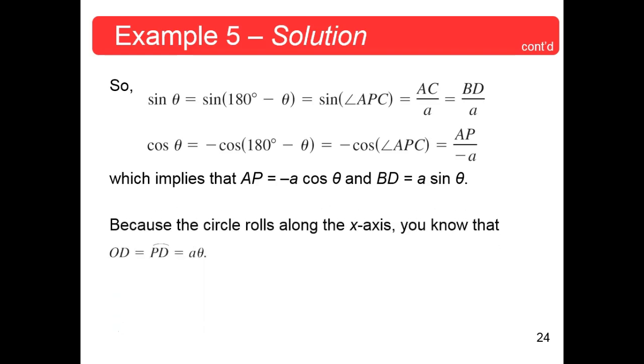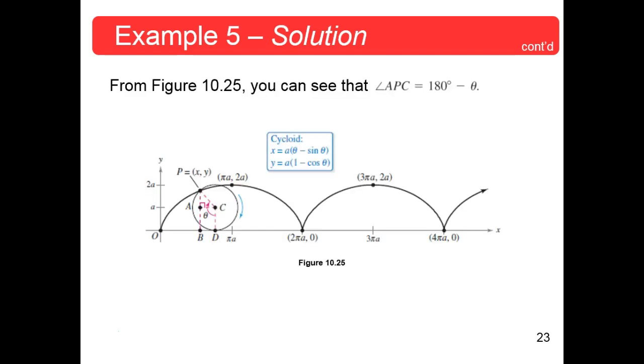Okay. Now, because the circle rolls along the x-axis, you know that OD is the arc length. That's what that stands for, though they haven't defined it for you, of PD. Okay, let's go back and see what they're talking about there. OD, which is the arc length from here, the length from here to here, that's the radius, or A. No, this D isn't quite an A yet. It's just OD then.